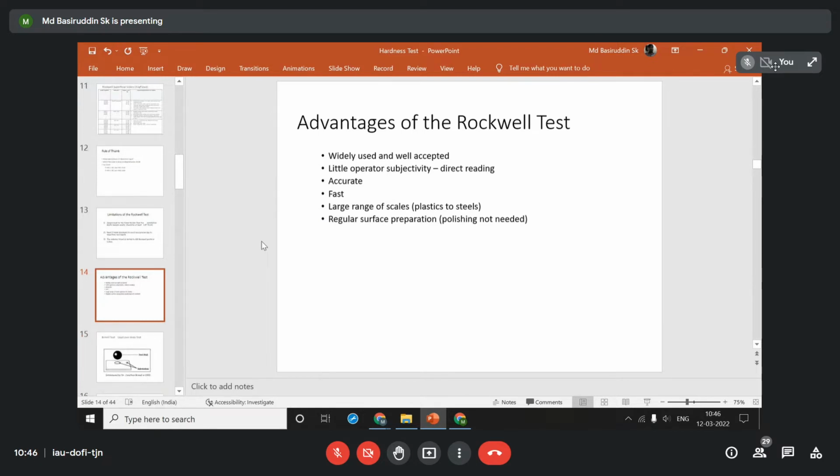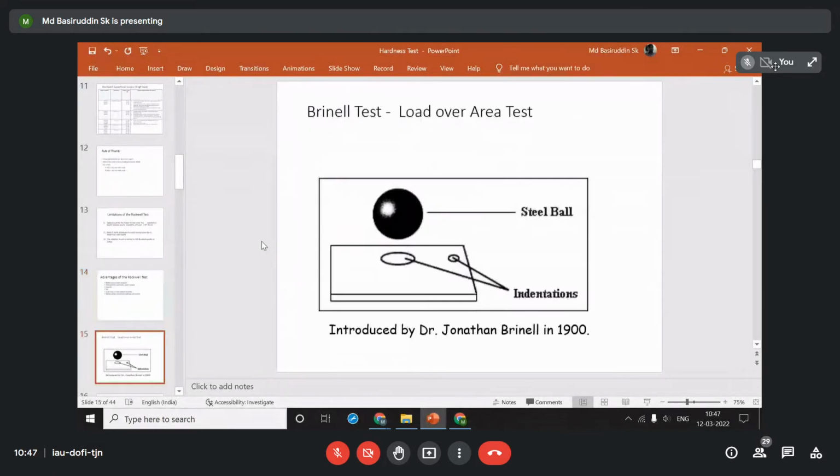These are a few advantages. So I will share this slide. Please go through those slides, where limitations and advantages have been described, considering the different points. Okay, so please go through that.